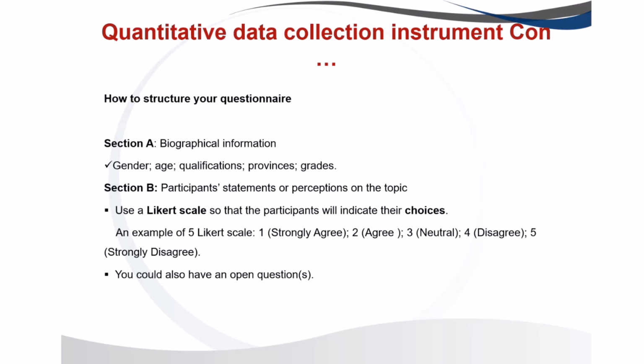When I design my survey, most of the time, I always have 2 sections or parts. The first one, sometimes I refer to it as part A, sometimes section A. I want to get the biographical information of my participant. Please, colleagues, in your questionnaire or your survey, when you ask for the biographical information, you must ask because you are going to use that information.